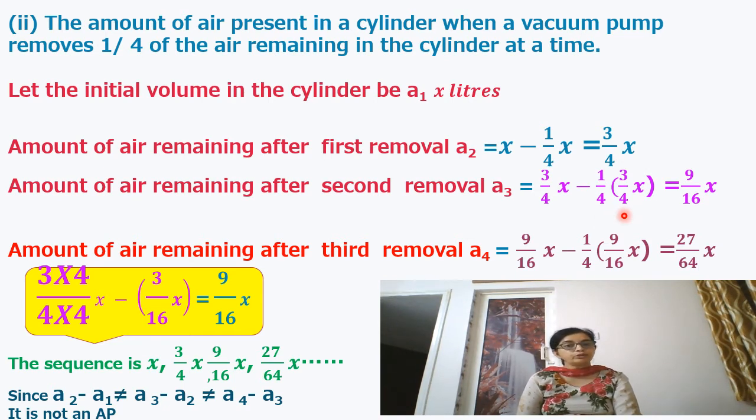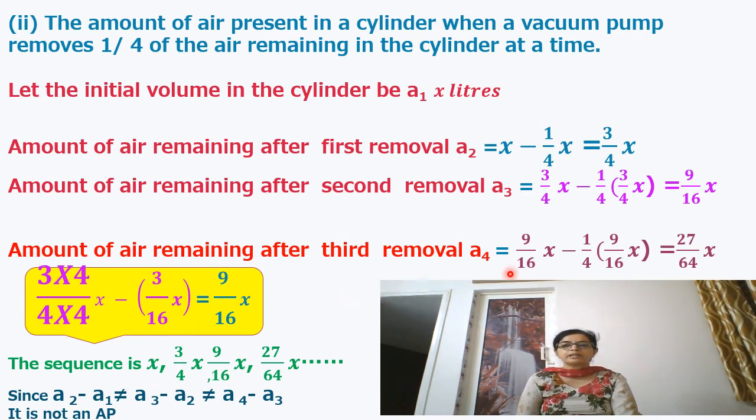Take one-fourth of this remaining air. So, you will get one-fourth into 3/4 X. That will be equal to 3 upon 16. Remove this 3 upon 16 from 3 upon 4X. And on taking LCM, you will get 9 upon 16, which I have already shown you in a call out. How to take the LCM.